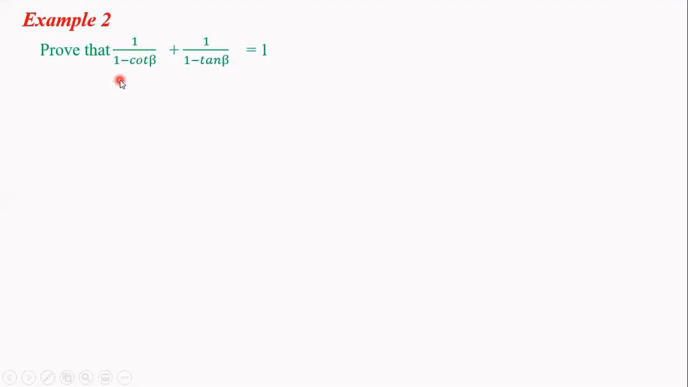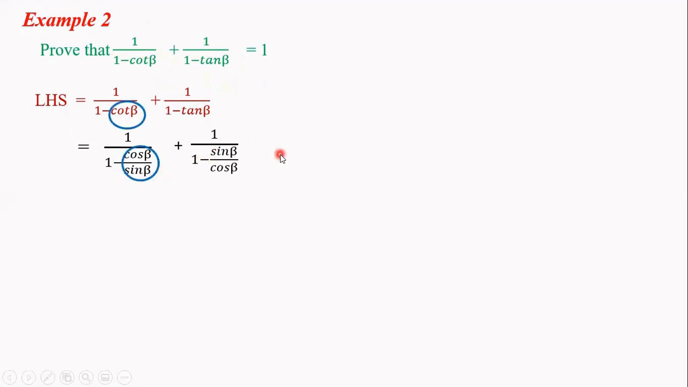Example 2, prove that 1 by (1 minus cot beta) plus 1 by (1 minus tan beta) equals 1. Here, the complicated portion is the left hand side. So let's start from the left hand side. In the first step, the numerator is copied as it is, and in the denominator portion, cot beta is replaced by its formula cos beta upon sin beta.